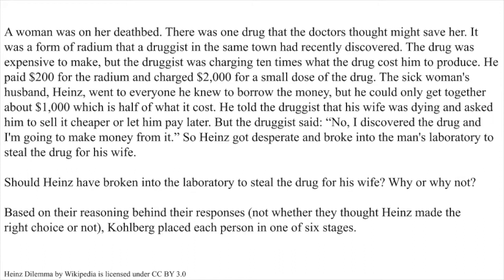He told the druggist that his wife was dying and asked him to sell it cheaper or let him pay later. But the druggist said, "No, I discovered the drug and I'm going to make money from it." So Heinz got desperate and broke into the man's laboratory to steal the drug for his wife. Should Heinz have broken into the laboratory to steal the drug for his wife? Why or why not? Based on their reasoning behind their responses, not whether they thought Heinz made the right choice or not, Kohlberg placed each person in one of 6 stages.